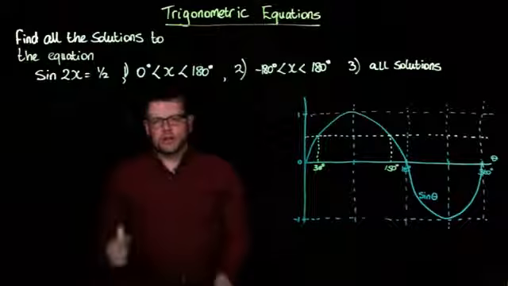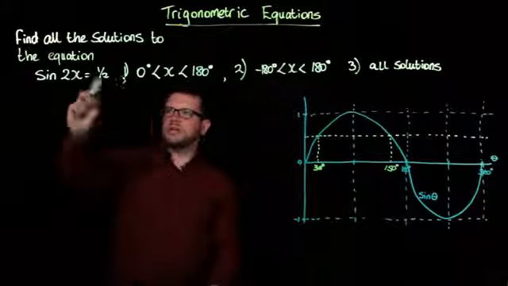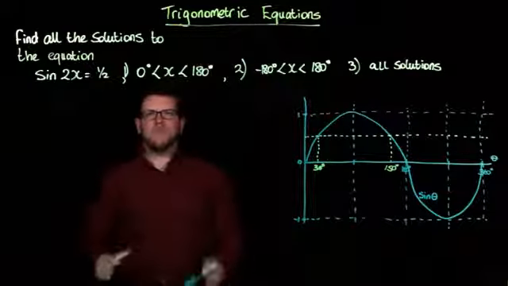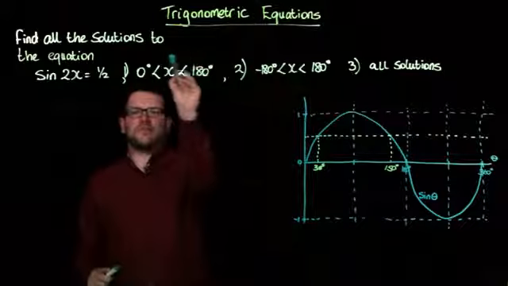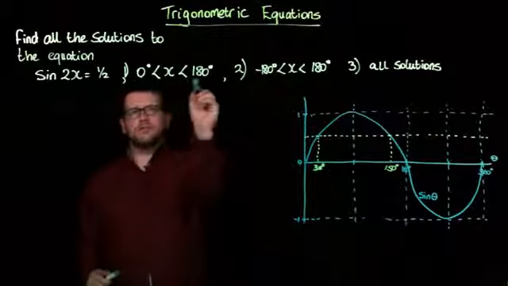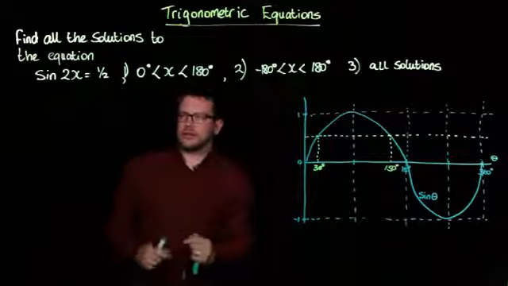We're looking at trigonometric equations. We've got a very specific one here, sine 2x is equal to a half, and we're going to try initially to find the values for it from 0 to 180 degrees. So we're just limiting it a little bit.